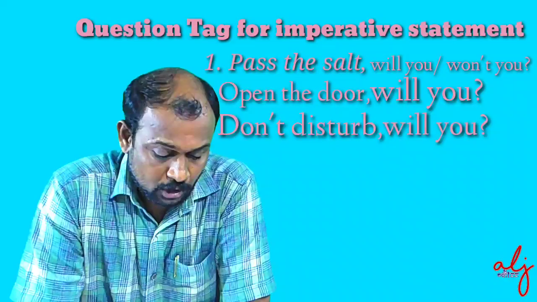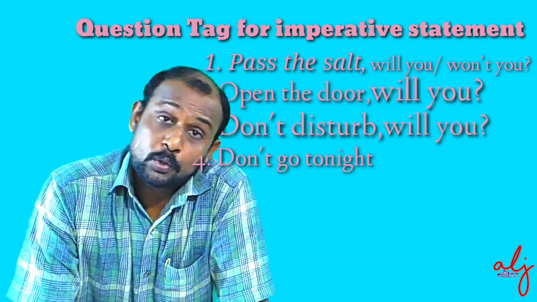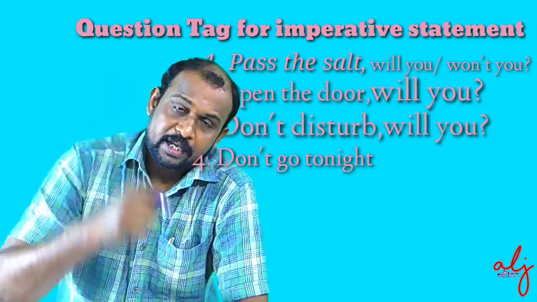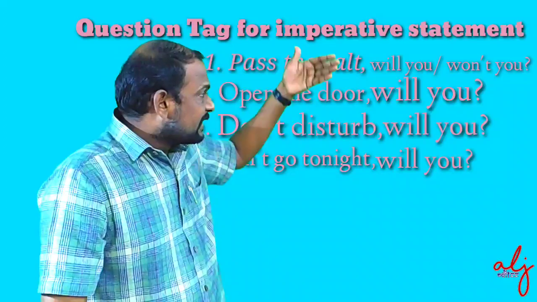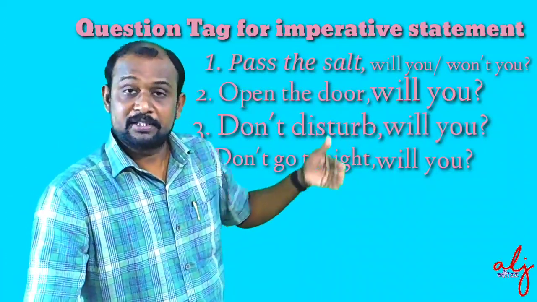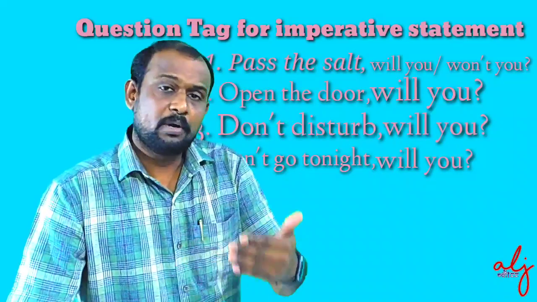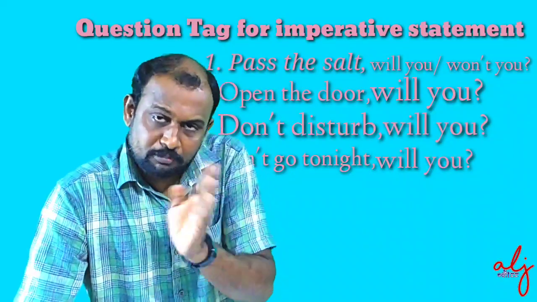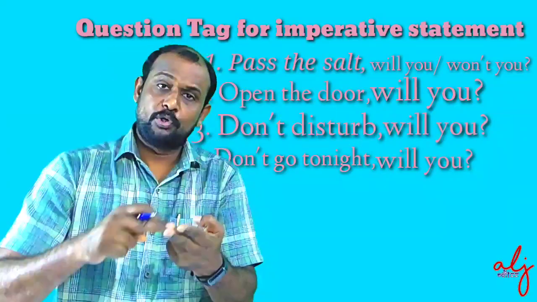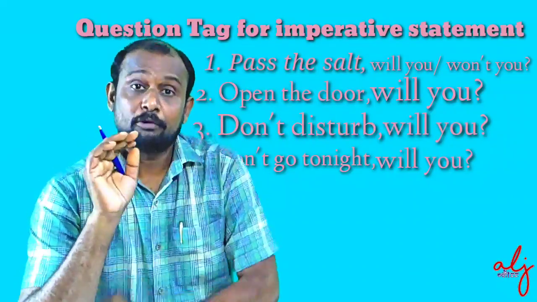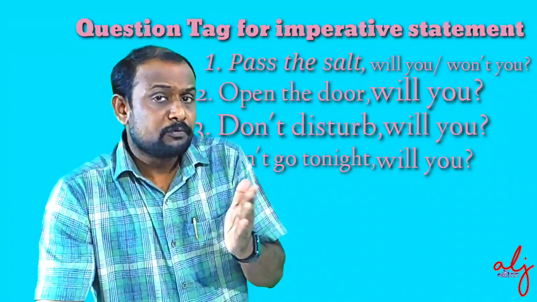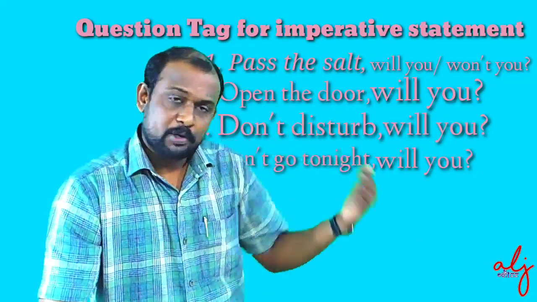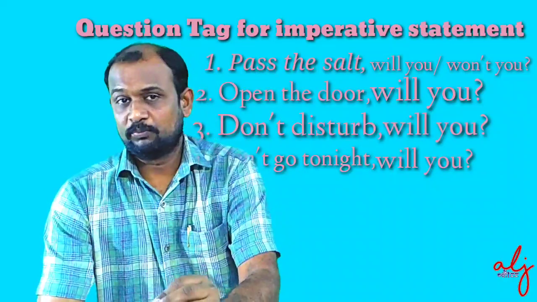Okay, next. Don't go tonight. Again, this is a negative imperative statement. So the only option is will you. Okay, dear students. So when you are given an imperative statement, especially in case of positive imperative, you can go for two or three options: will you, would you, or won't you. But better prefer will you. Even in some cases we use can you also. All this will confuse you for sure. So better, maybe it is a positive imperative or negative imperative, better you prefer will you. Alright students, fine. Let's move on.